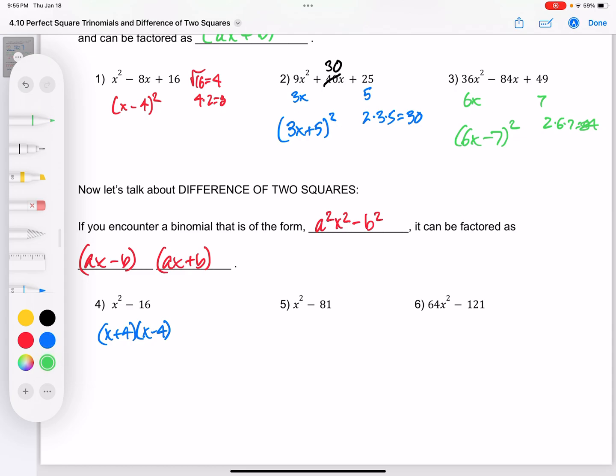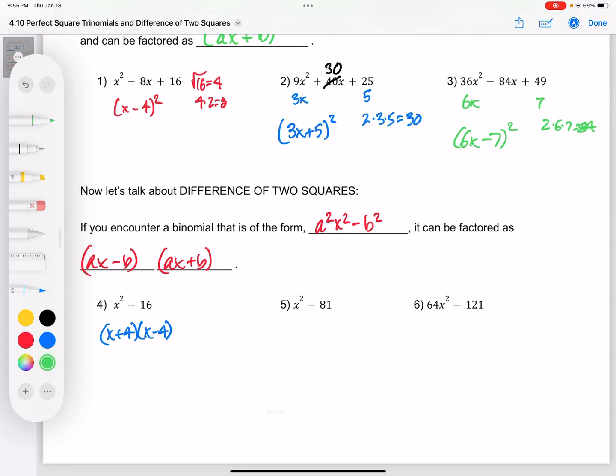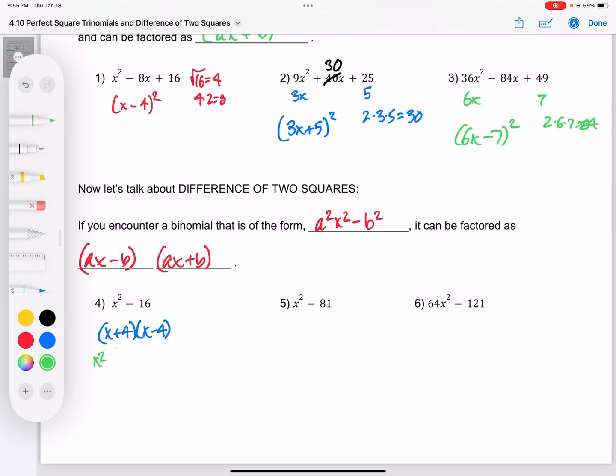And let's FOIL this one just to verify. X times x is x squared. The outside term is minus 4x. The inside term is plus 4x. And then the last term is minus 4 times 4, so minus 16. These two cancel, and we're left with x squared minus 16, which is what we began with.